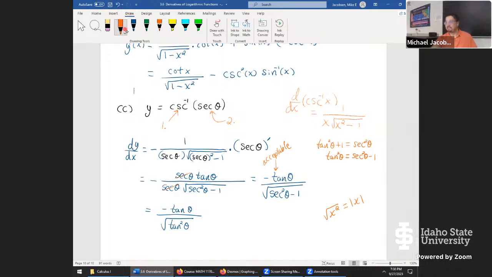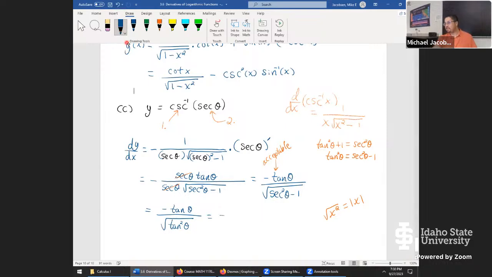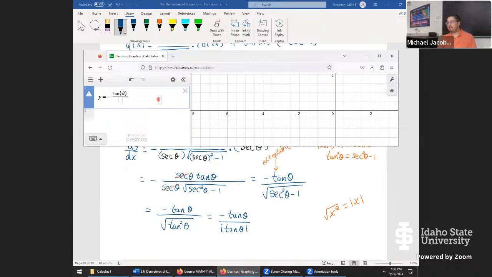Oh, I see, that's kind of awesome. So now we're going to put this over here and say, this is negative tangent theta, divided by the absolute value of tangent theta, and it doesn't simplify from then on at all. That's our actual function. Let's plot that one and see how close we got. So I'm going to eliminate this, call it negative tangent theta divided by tangent theta in absolute value.